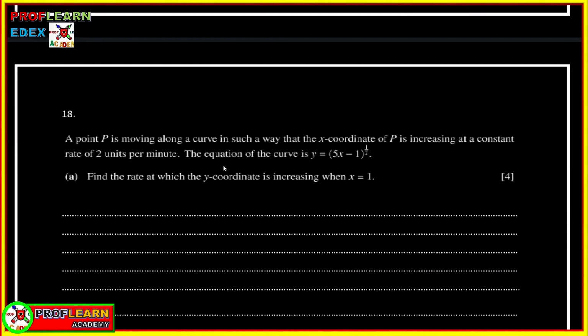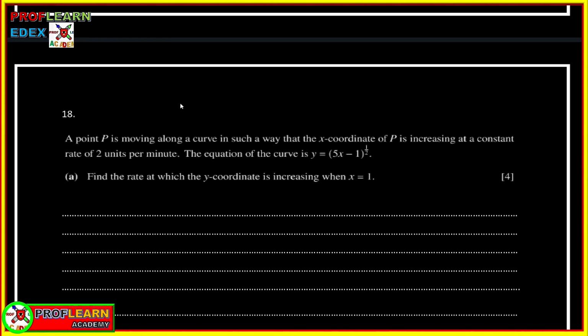A point P is moving along a curve in such a way that the x coordinate of P is increasing at a constant rate of 2 units. The equation of the curve is given. Find the rate at which the y coordinate is increasing when x equals 1.